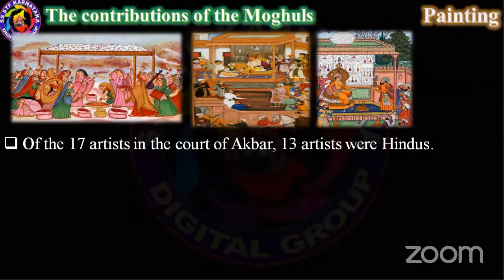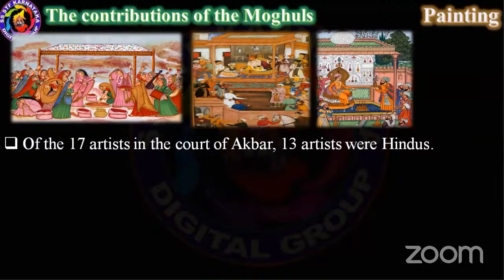Of the 17 artists in the court of Akbar, 13 artists were Hindus. There were nearly 17 artists in that Mughal court, in Akbar's court. Among the 17 here, 13 were Hindus. It shows that they followed religious tolerance.